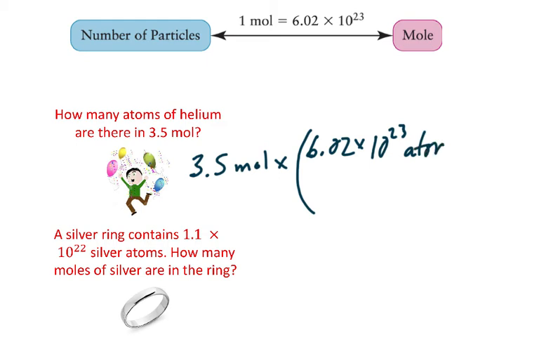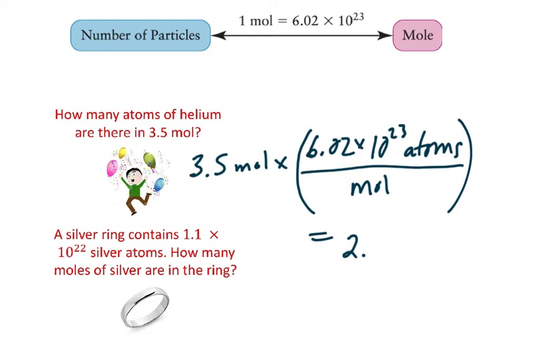So I'll put that on top, divided by 1 mole, equals 2.1 times 10 to the 24 atoms.